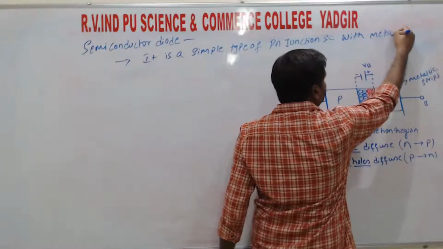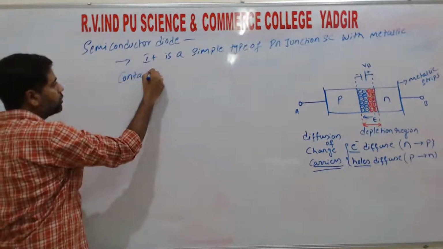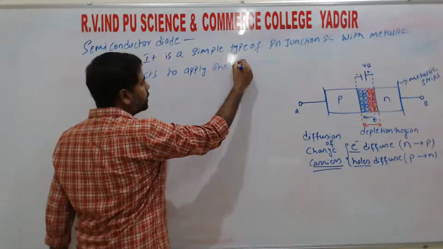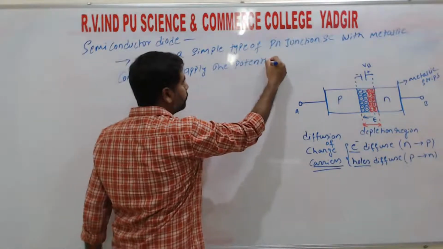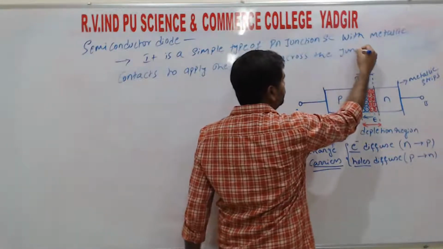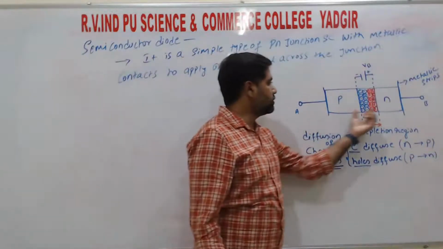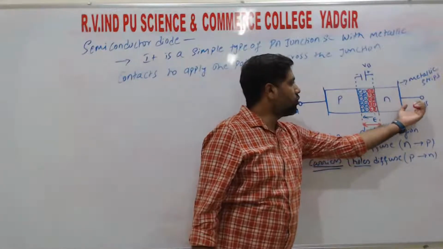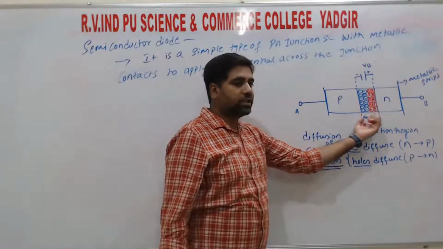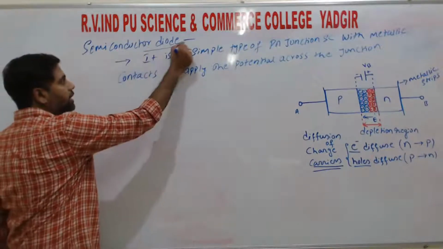or metallic strips, metallic contacts, to apply the potential across the junction, right? Why are we going to place these metallic strips? By this we are going to apply some external voltage to this PN junction semiconductor, right? So that device we call a semiconductor diode.